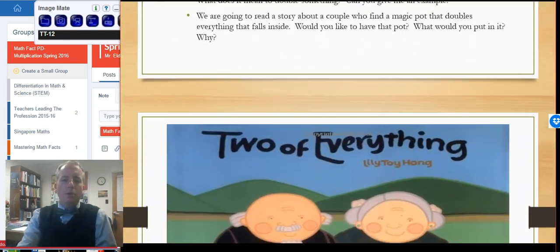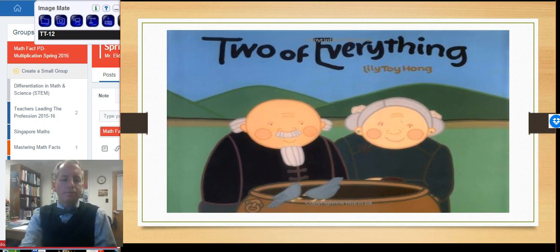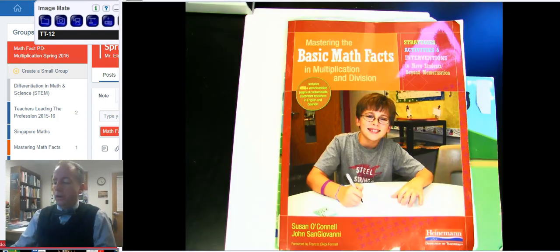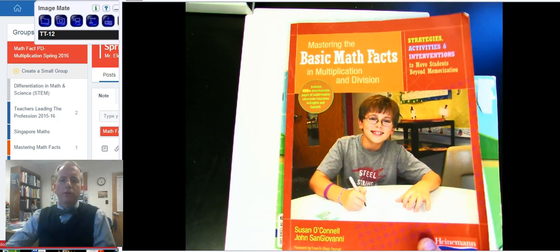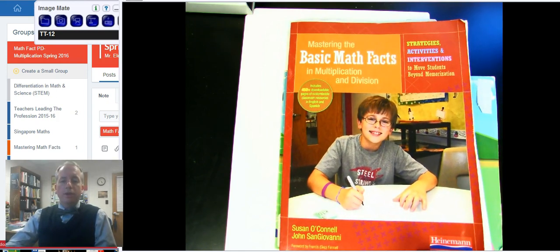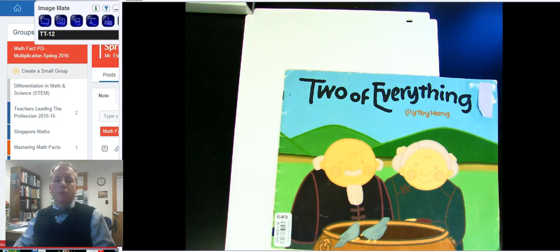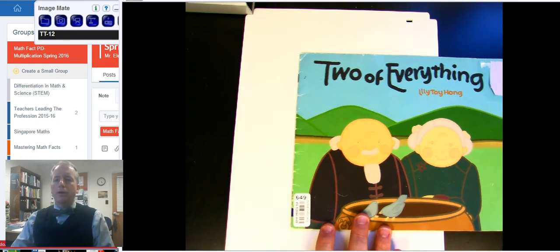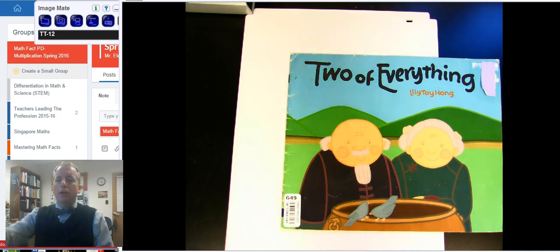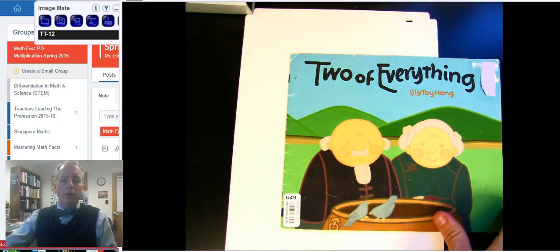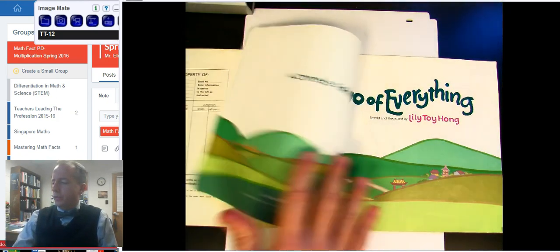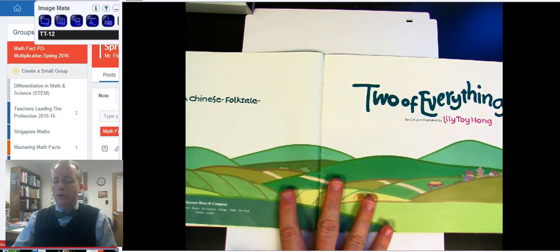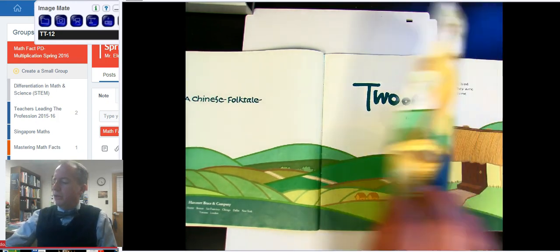So I am going to flip over to the text here, and let me pull that up. So let's go to our live image. This is obviously our book that we're using in creating this professional development. And again, these should be in your school's professional library at this point. The book we're reading right now is Two of Everything, by Lily Toy Hong, and hopefully it's a text that maybe you have some experience with as well. So hopefully you'll enjoy a little bit of the read aloud. Let's flip over here. This is a Chinese folk tale, called Two of Everything, retold by Lily Toy Hong.